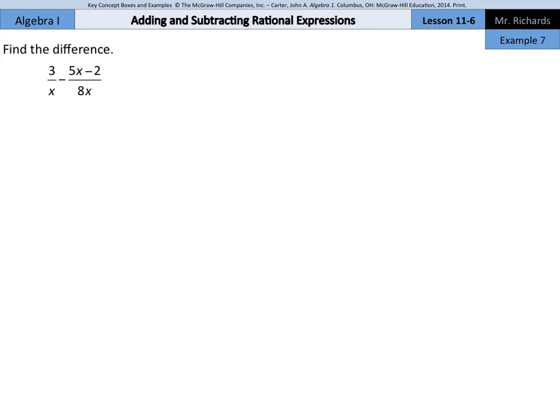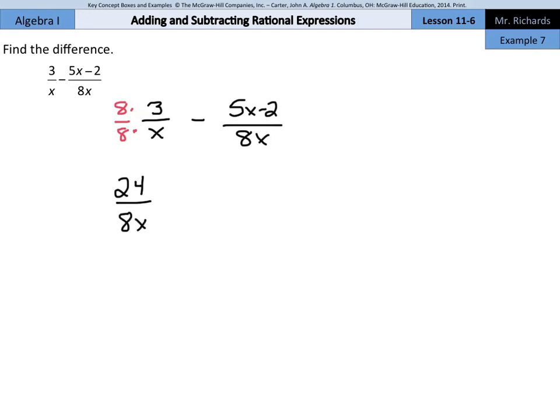And so now we have one last example of finding the difference. We have 3 over x minus 5x minus 2 over 8x. Well, if we just rewrite this, 3 over x minus 5x minus 2 over 8x, we need to find common denominators. And we have x and 8x, and if we multiplied this first fraction by 8 on top and bottom, we would get 24 over 8x minus 5x minus 2 over 8x.